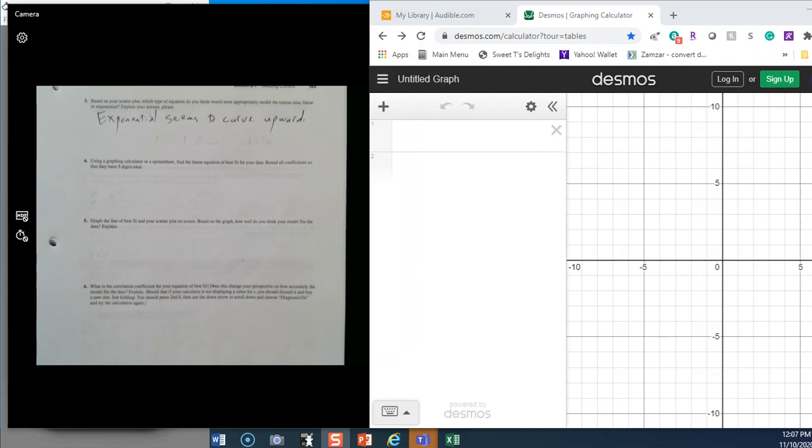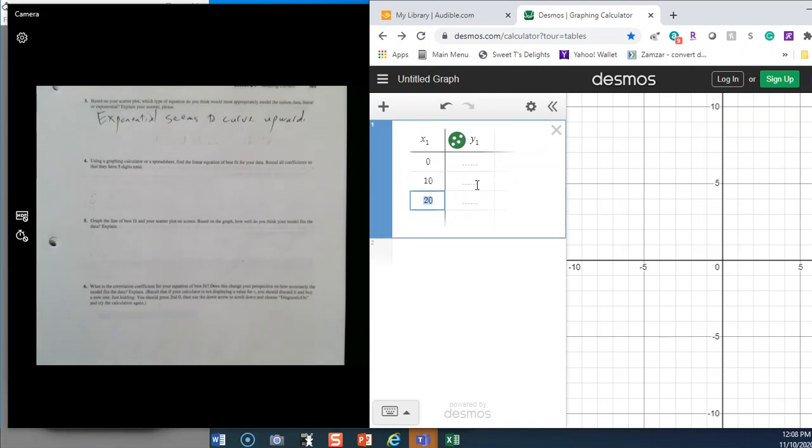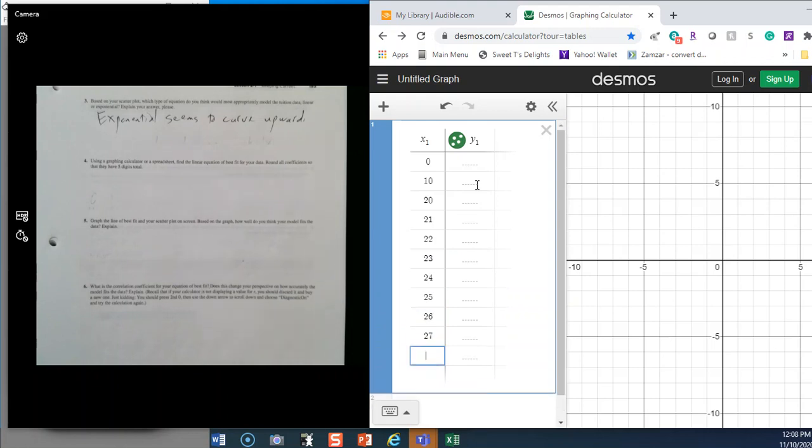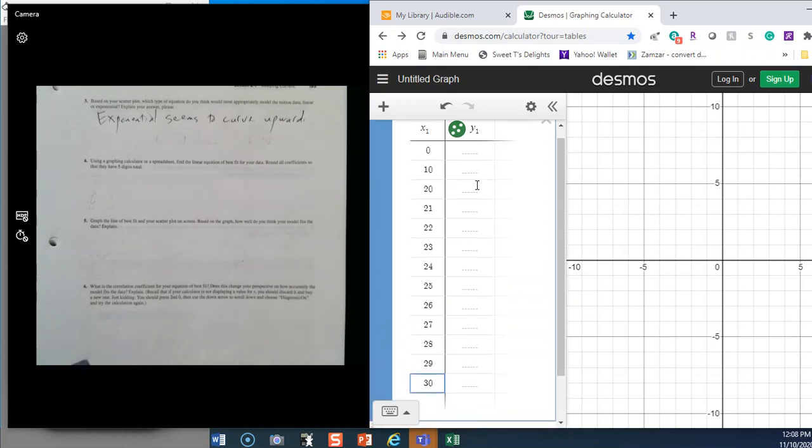So number 4, using a graphing calculator or a spreadsheet, find the linear equation of best fit for your data. Round all coefficients so that they have 5 digits total. So we will go right here to our calculator. We're going to put in all of these values. We'll go to our table. And remember, the table that we're going to list is the one since 1981. So we have 0, 10, 20, 21, 22, 23, 24, 25, 26, 27, 28, 29, and 30.